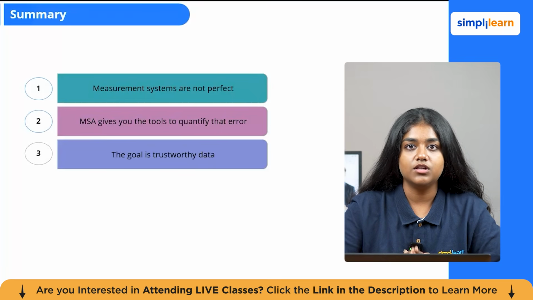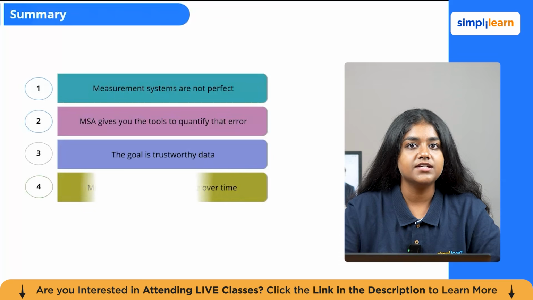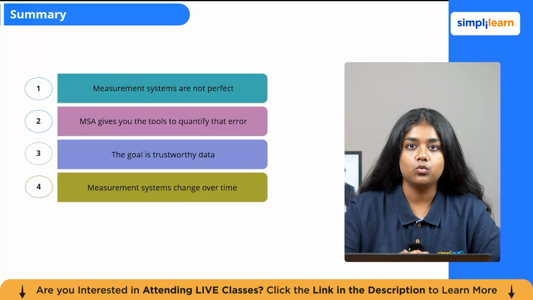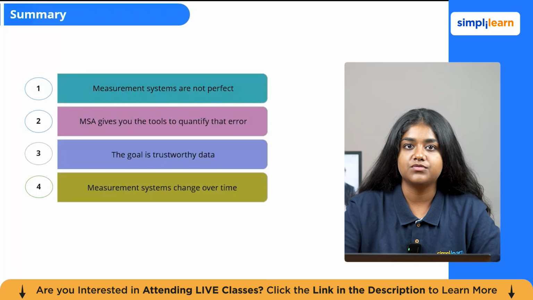All the statistics, all the charts, all the indices, they serve one purpose: to tell you whether you can trust your measurement data. And if you can't, to tell you why so you can fix it. Next, MSA is not a one-time exercise. Measurement systems change over time. Equipment wears, operators change, environments shift. Regular monitoring through stability analysis and periodic reevaluation of Gage R&R keeps your measurement system performing as required.